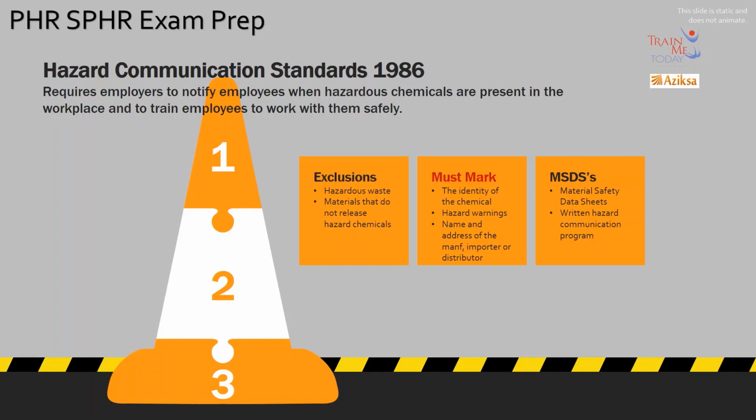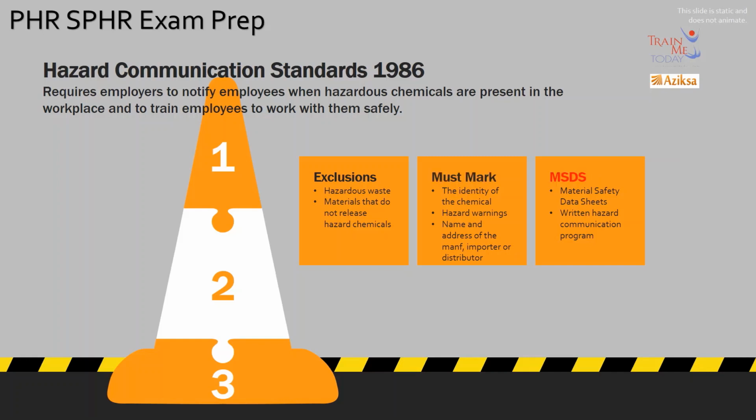The Hazard Communication Standard requires manufacturers, importers, and distributors to label, tag, or mark every container of hazardous chemicals that leaves their workplace with this information: the identity of the hazardous chemical, the appropriate hazard warning, and the name and address of the chemical manufacturer, importer, or distributor.